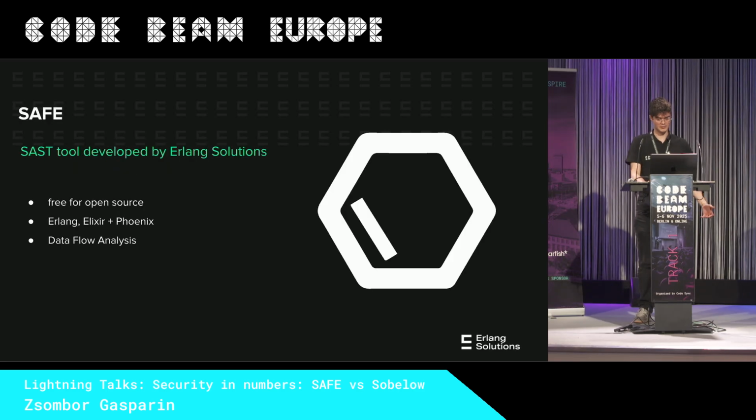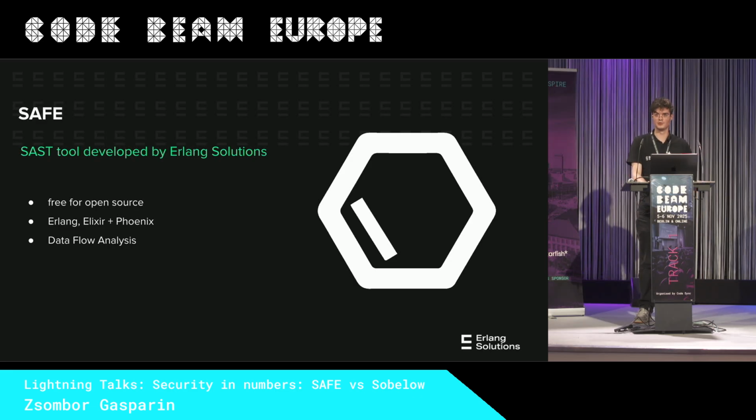Another one is called Safe, developed by Erlang Solutions, and it's free for open source projects. It is capable of analyzing Erlang, Elixir, and Phoenix projects, and it uses a technology called data flow analysis. Basically, that means that Safe understands how the data flows in your program, and that can help reduce some false positives. And that is very good, because during a security audit, most of the time goes into manually reviewing all the results. And if the false positives are filtered beforehand, the whole audit will be much quicker and easier.